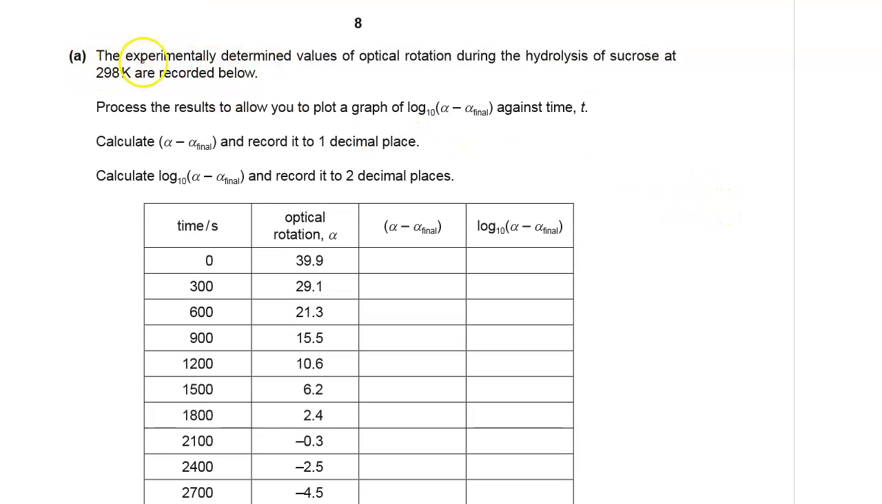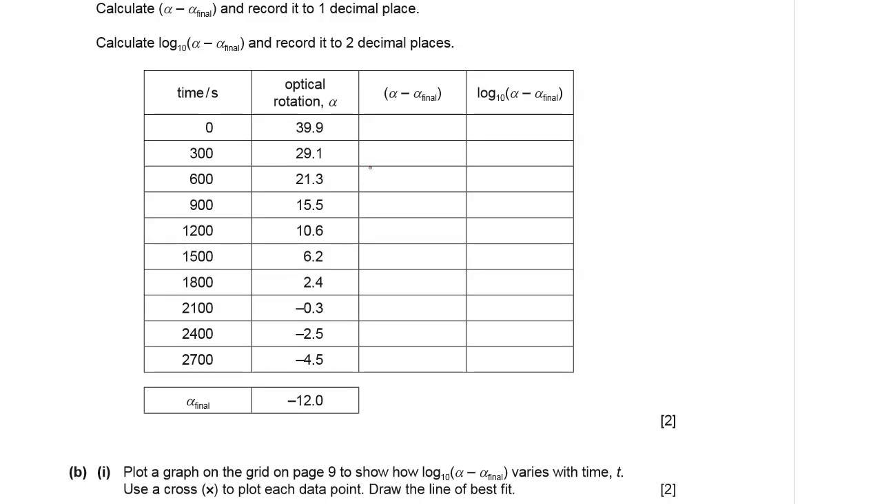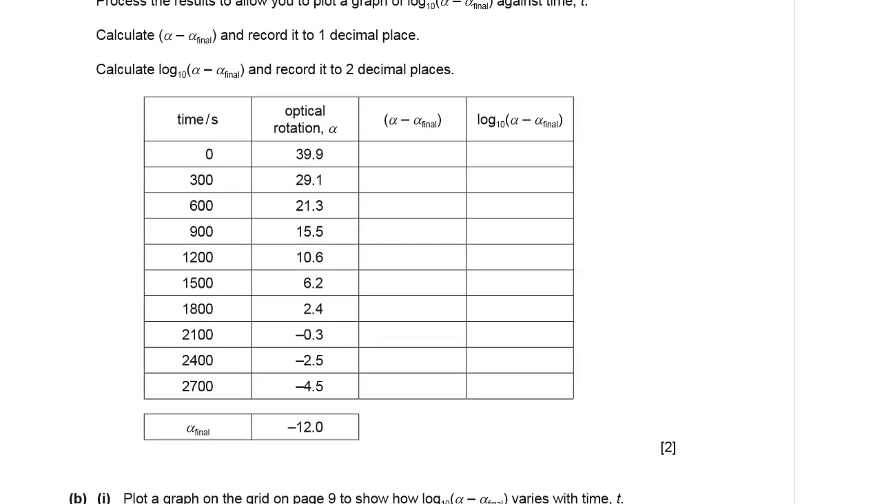The experimentally determined values of optical rotation during hydrolysis of sucrose at 298 kelvins are recorded below. Process the results to allow you to plot a graph of this against time. Calculate this and record it to 1 decimal place. Calculate this and record to 2 decimal places. You're given the alpha final is minus 12.0.